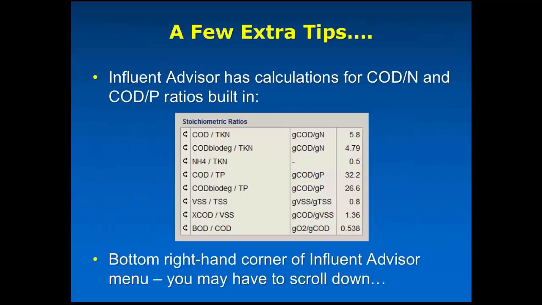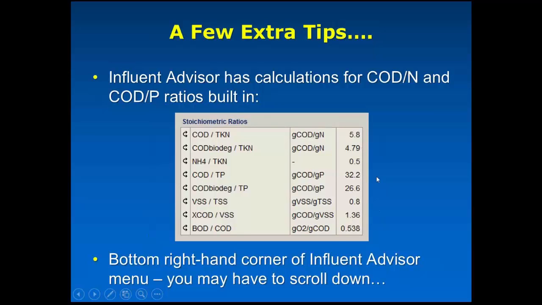Okay. A few extra thoughts just at the end here. We have this kind of information available to you as part of Influent Advisor. As I was mentioning when I first started that example on the desktop there, there's a lot of calculations done on the Influent data right off the bat for you automatically. This can be found in the bottom right-hand corner of the Influent Advisor menu. You may have to scroll down to actually find it, but what it's going to give you is the nitrogen to COD ratio or the phosphorus to COD ratio, and there's a few other things here.